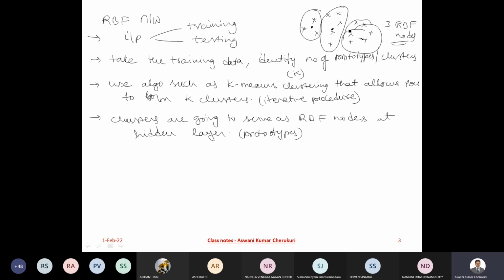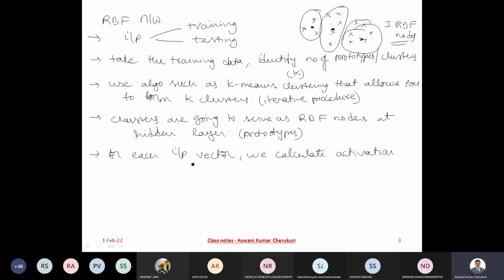Now your hidden nodes are your prototypes. Prototypes of what? Of your training data. The centroids of the clusters are nothing but the centers of the clusters. Now, for each input vector in the training data, we calculate the activation.